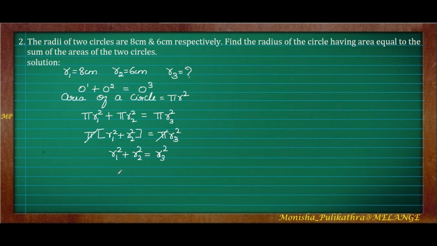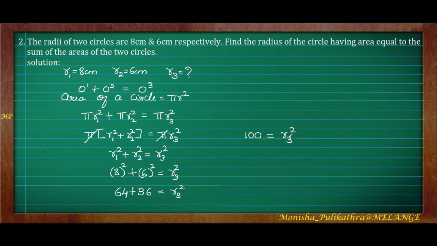The value of R1 is 8. Since it is R1 square, we have to write 8 square plus R2 is 6, so we can write 6 square is equal to R3 square. 8 square is equal to 64 plus 6 square is equal to 36, is equal to R3 square. 64 plus 36, which is equal to 100, is equal to R3 square.